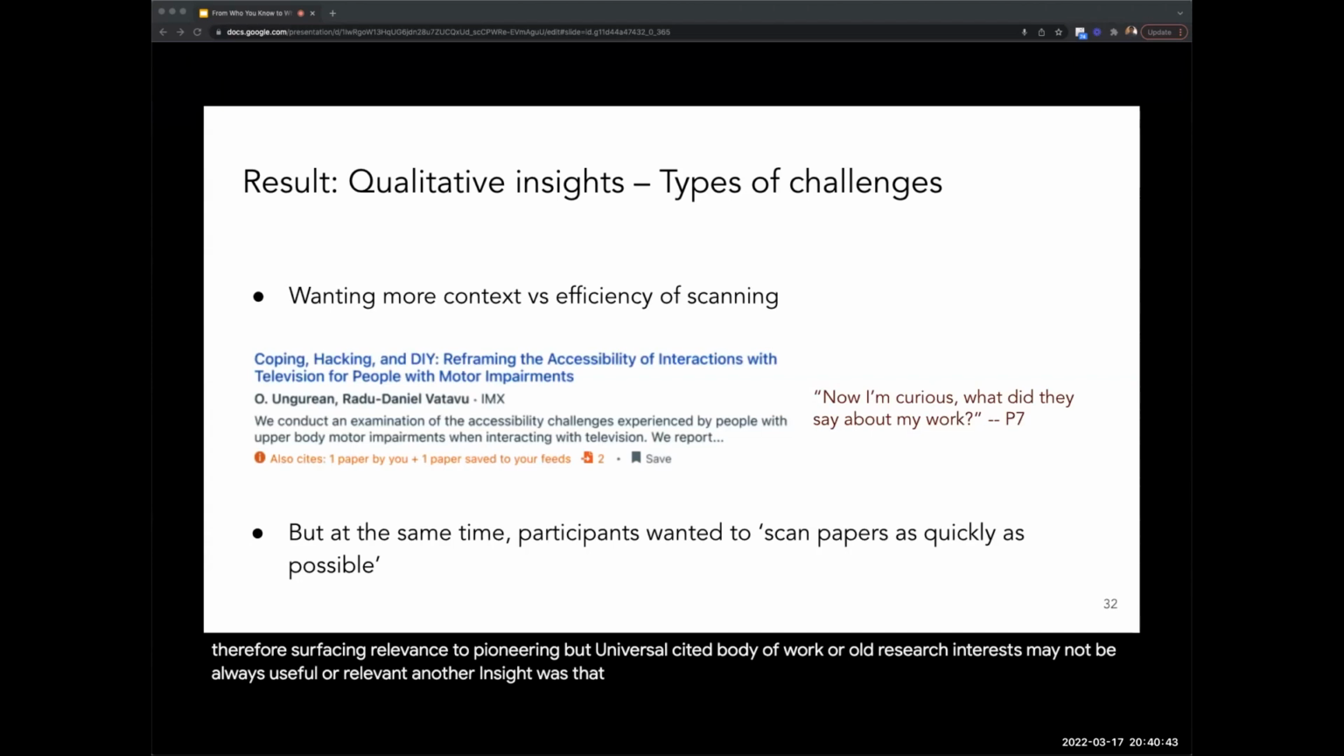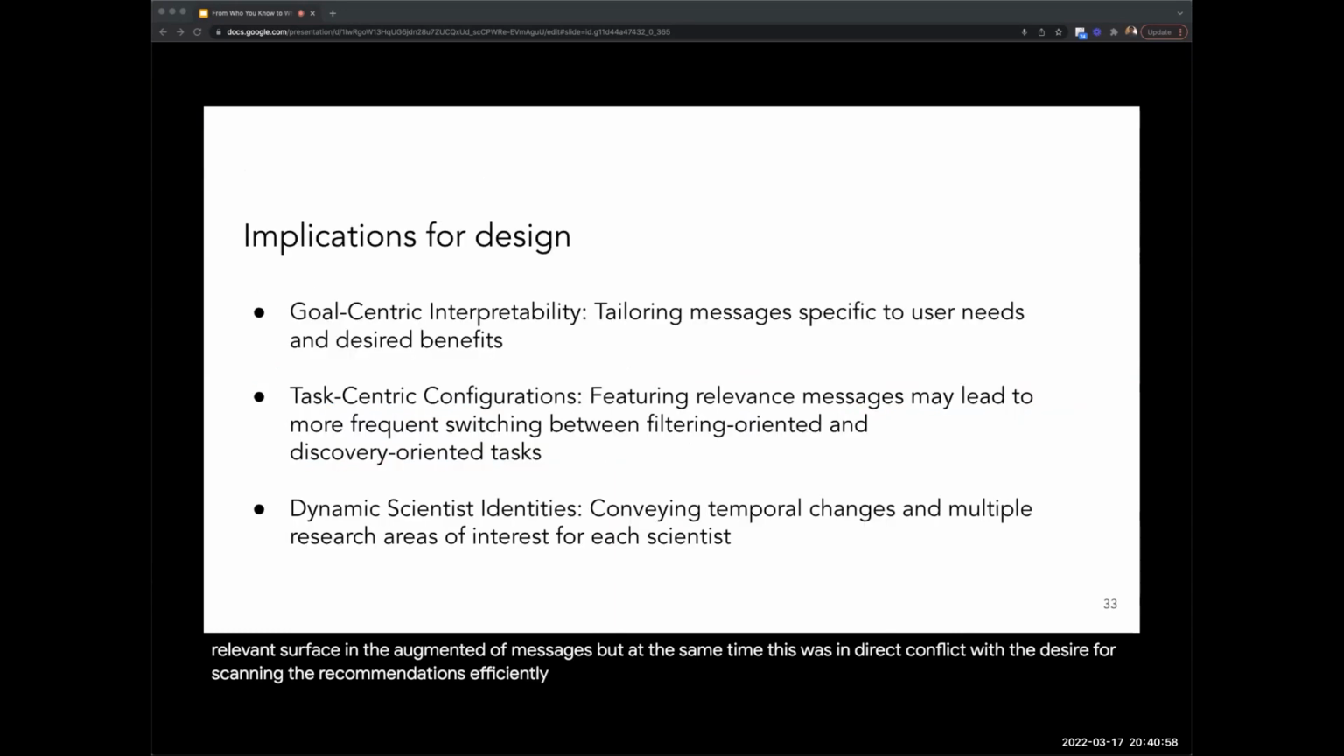Another insight was that there was tension between seeking more context about the relevance surfaced in the augmentative messages, but at the same time, this was in direct conflict with the desire for scanning the recommendations efficiently. Based on these insights, we synthesized 3 implications for feature designs aimed at augmenting scientific recommendations, including goal-centric interpretability, task-centric configurations, and dynamic scientist identities.